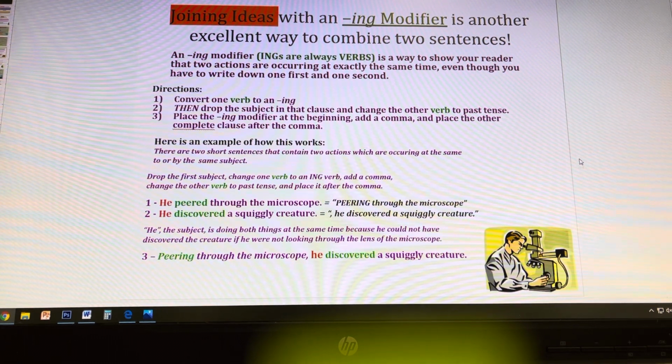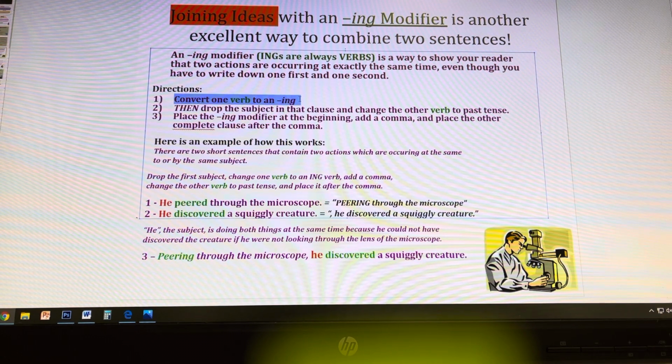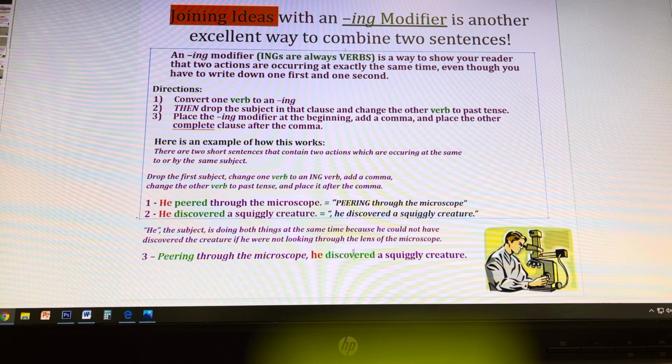So what we're going to do is we are going to convert the first verb into an ing verb. That's all. So instead of peered, we're going to say peering. That's it. Then we're going to drop the first subject. We don't need it anyway. And we're going to change the second verb to a past tense. Discovered. We're going to change to a past tense. It already is, so we're in good shape. Discovered. If it were discover, we would put the D on the end.